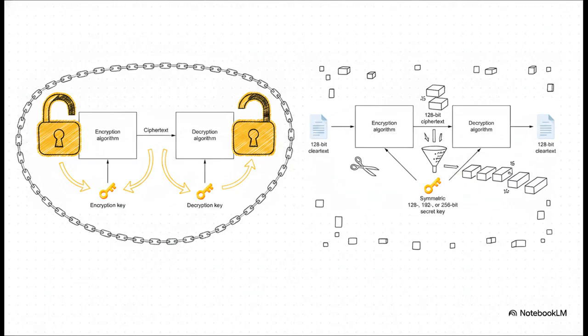This intense, repeating cycle creates a mathematical avalanche effect. A single flipped bit in the plain text completely morphs the final ciphertext. That chopping up and intense internal processing, that is where the real security engineering begins.